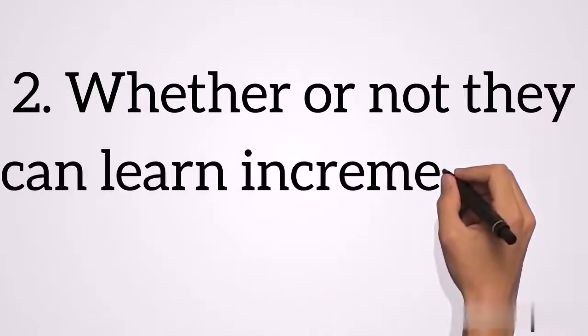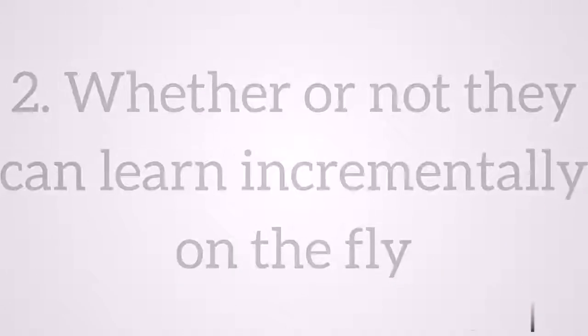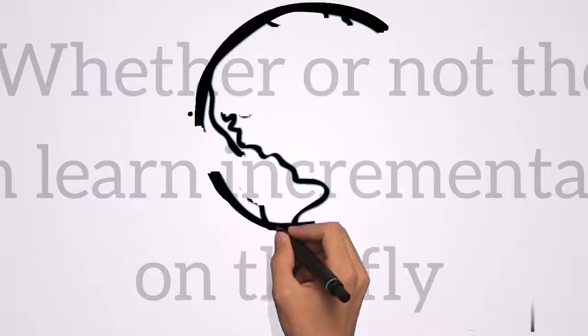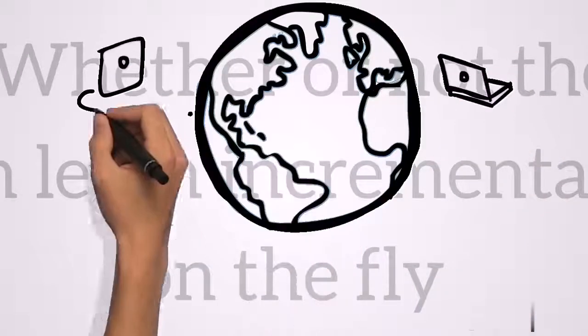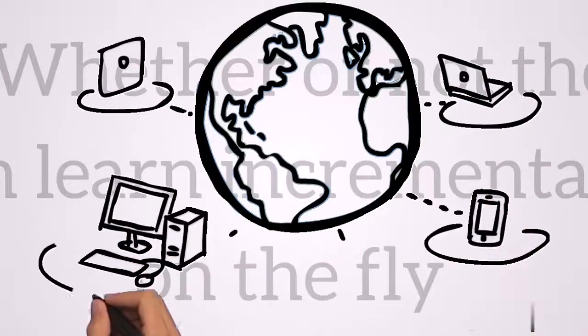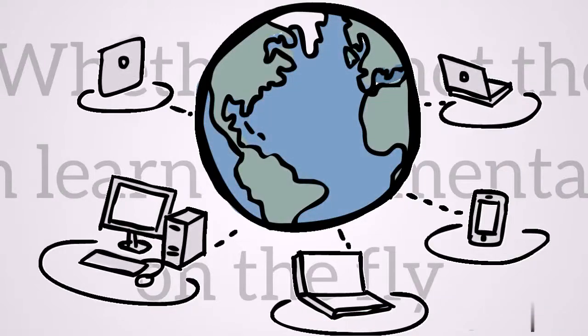Type 2: whether or not they can learn incrementally on the fly. Another criteria used to classify machine learning systems is whether or not the system can learn incrementally from a stream of incoming data.